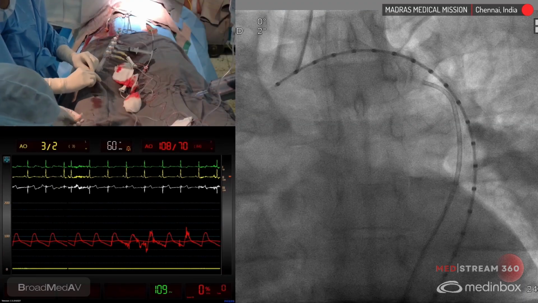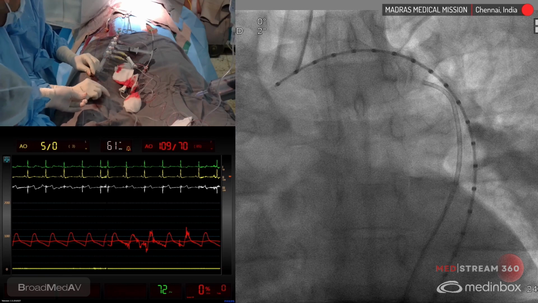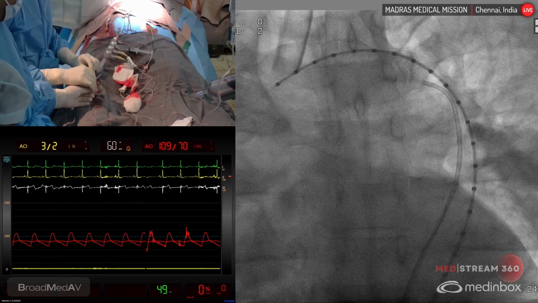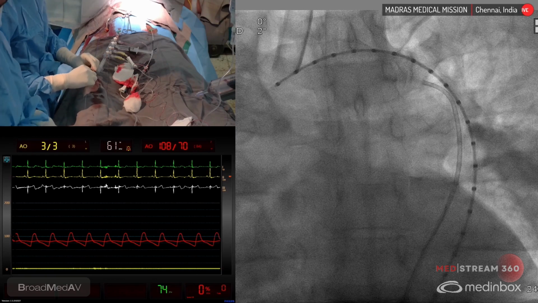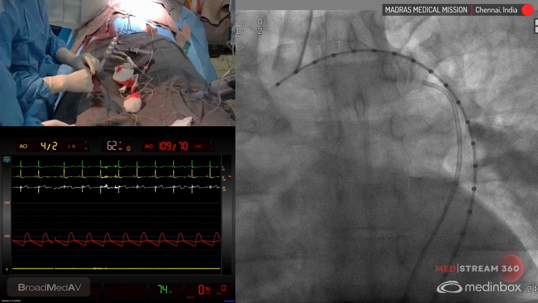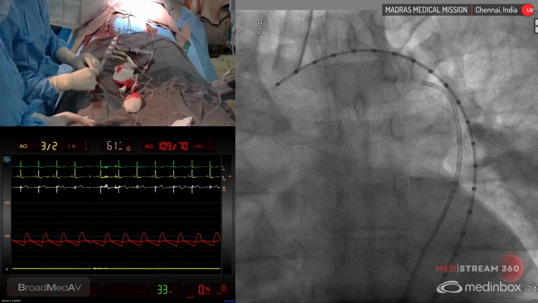What we are doing now, using a 0.035 Teflon wire, we are keeping a Judkins right catheter in the upper descending thoracic aorta, and putting the stiff wire to upsize the sheath size.